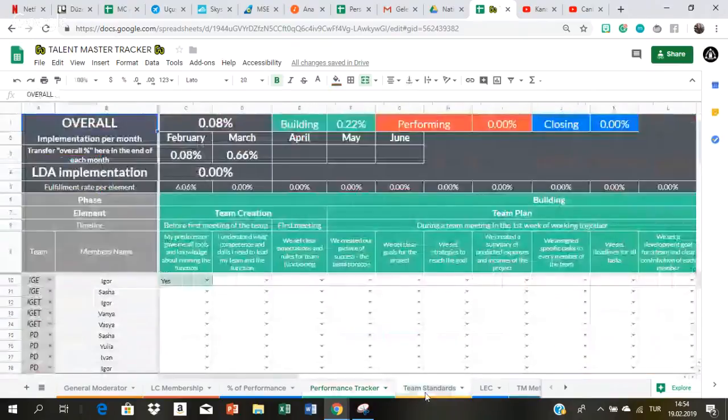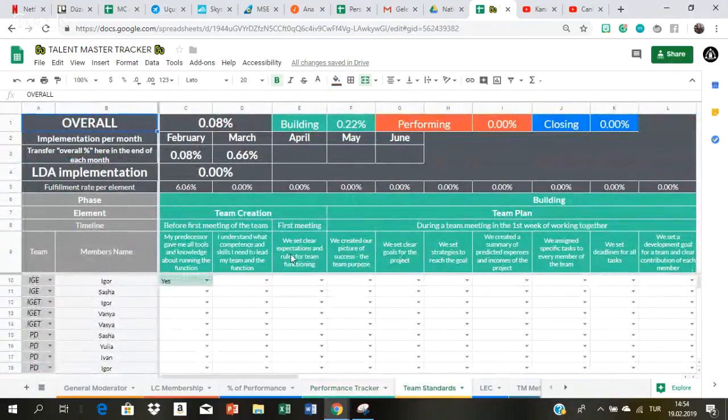So we are moving to team standards. What changed in team standards? Actually, not too many things, but now our team standards are much more detailed. Our phrases and the statements under these phrases are much more detailed. You will do the same.